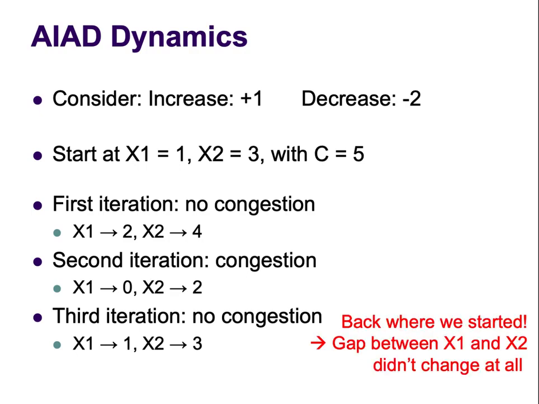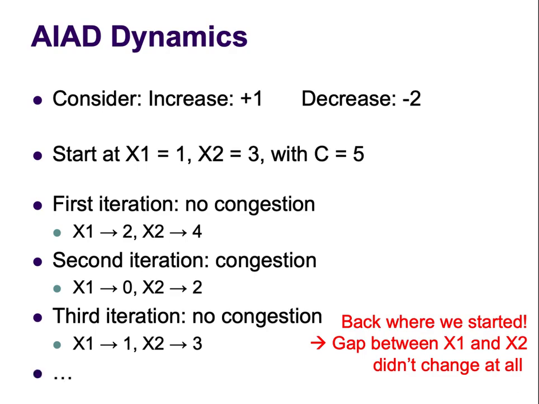Yeah? The thing to notice is we've not improved fairness at all. The gap we had between x1 and x2 has stayed the same throughout. From an efficiency perspective, you could say we're doing the right thing, right? You're never going to land exactly at the efficiency point. So sometimes you're going over, then you're going under, then you're going over, then you're going under. You're oscillating around full capacity, and that's fine. But you're oscillating around without improving fairness at all, and that's not okay.